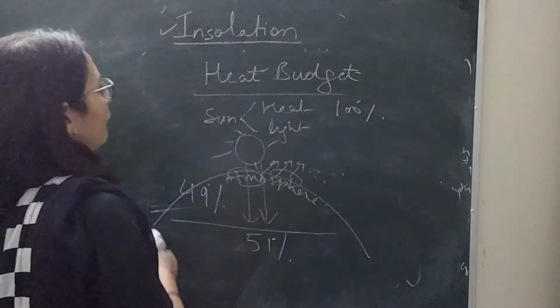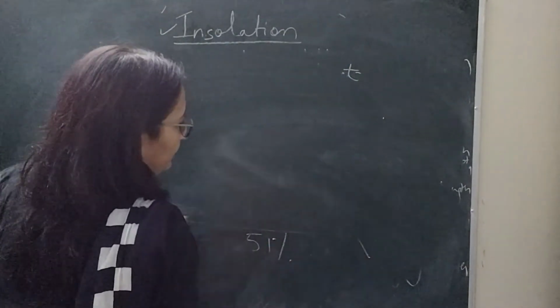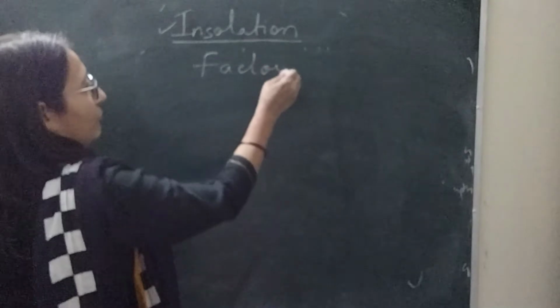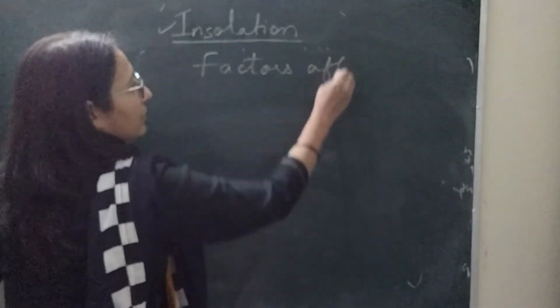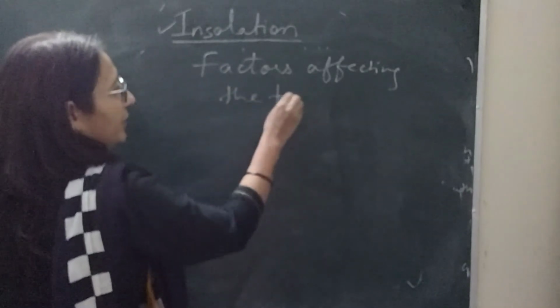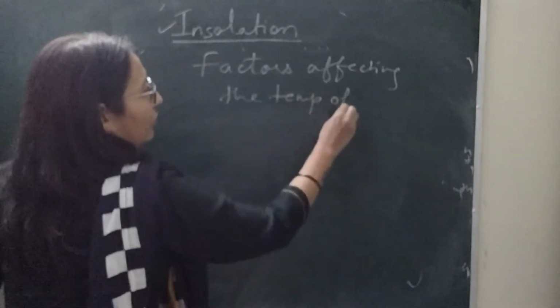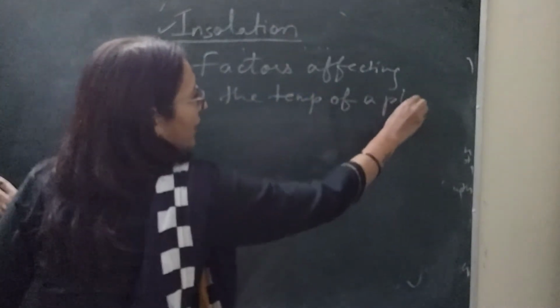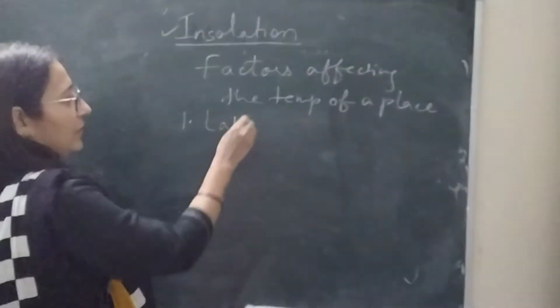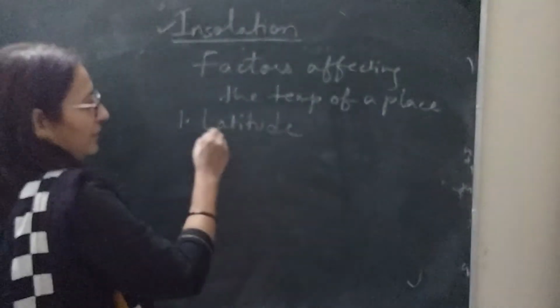Now next we have to learn about the very last topic, factors affecting the temperature of a place. What are the factors? The very first one is latitude, a very general factor.